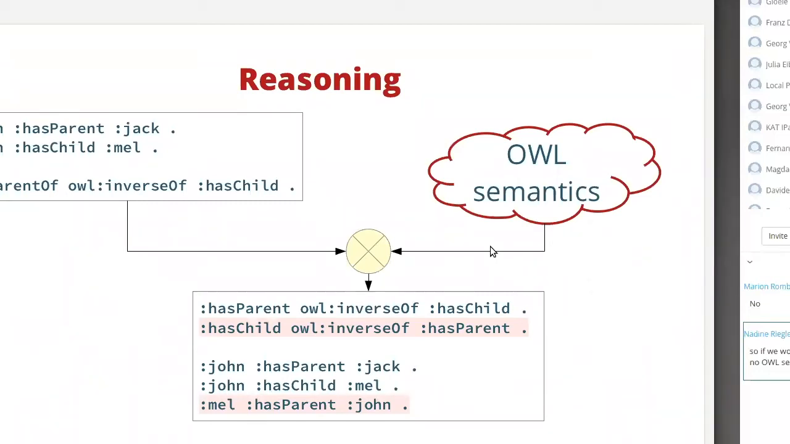Okay. Without the OWL semantics, you would also have to add the inverse, has child inverse of parent of, and then the statement would have been true. That Mel has a parent John.